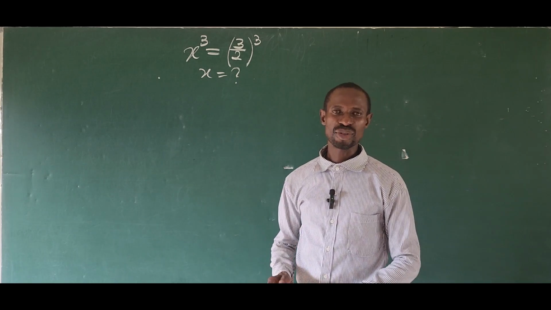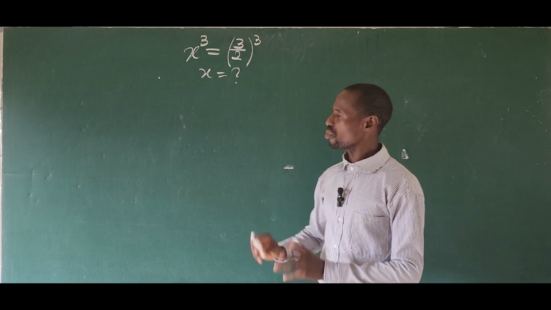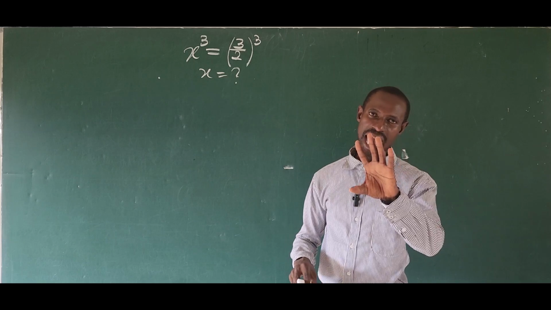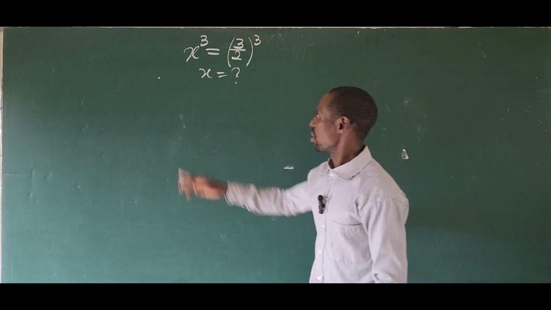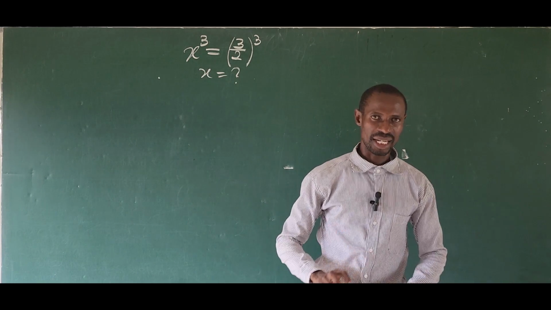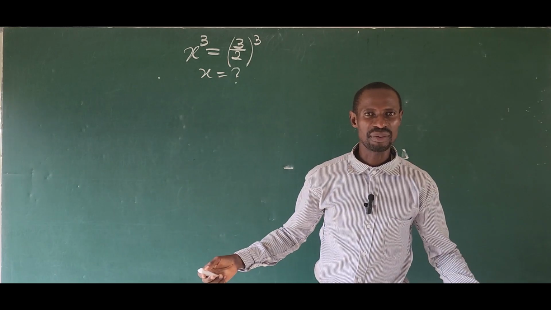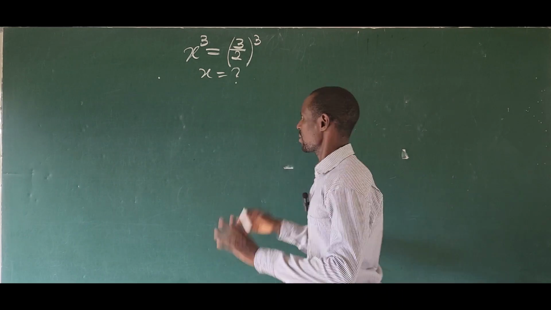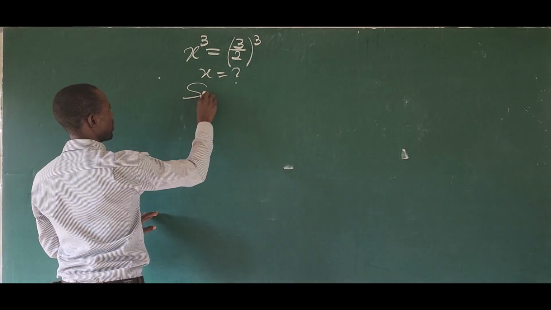And so 3/2 is one of the real roots to this challenge, but we have two other roots because here we are having x to the power of 3. Okay, so how do we get the other roots to this challenge here? Okay, so let's take a solution to this. So we have solution.